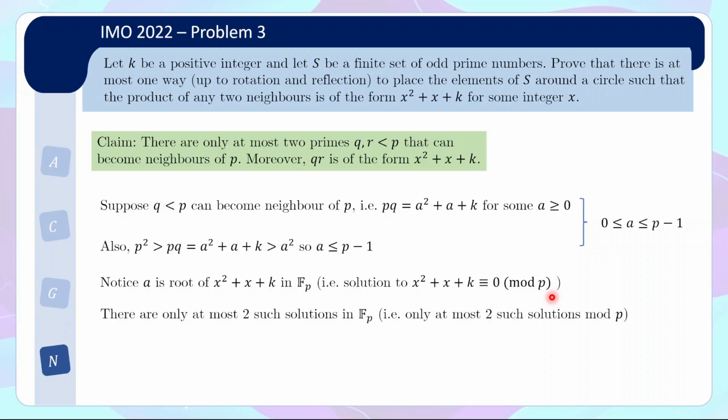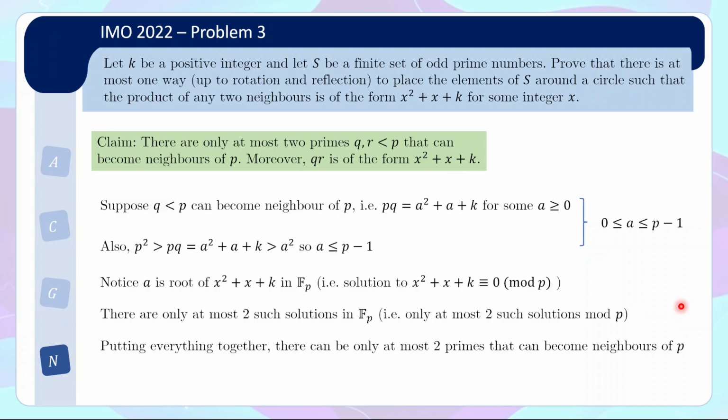And there are at most 2 such solutions in F_P because it's a degree 2 polynomial over a field. But of course, this is just a fancy way of saying that there are at most 2 such solutions mod P for this equation, which you can either use the statement here or it's a statement from number theory. Now putting everything together, this means that there can be at most 2 primes that become neighbors of P. Take a moment to think about this. Obviously, the same values of A will give the same values of Q, right? Because you plug in here, Q is just this expression divided by P.